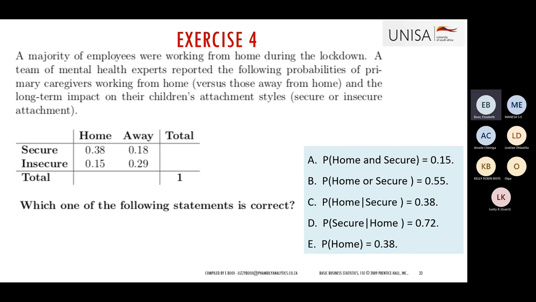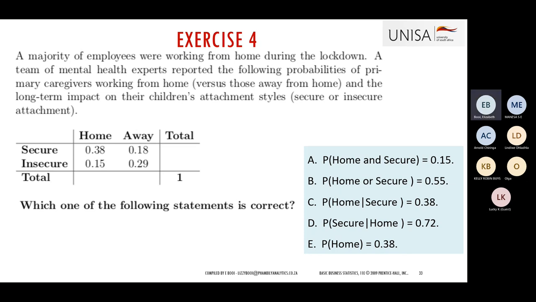The other thing I need to mention is that you might be given events or you might be given probabilities. These are probabilities. If you see the values in decimal or in percentage, you must know that those are probabilities. So there is no need for you to go and divide by the grand total. They are probabilities, you just plug in and calculate.